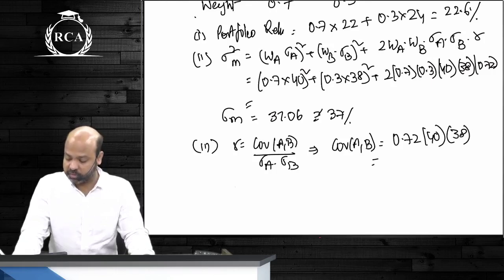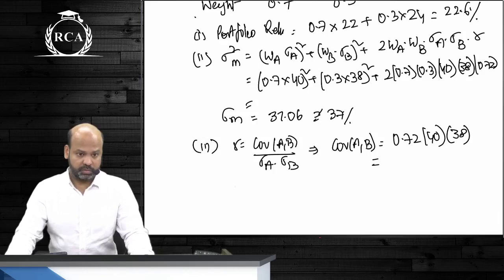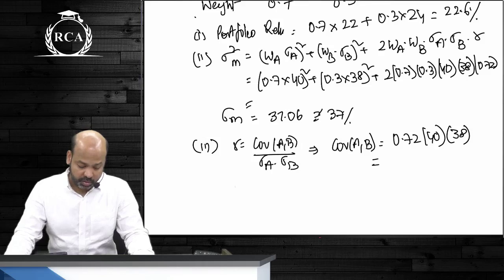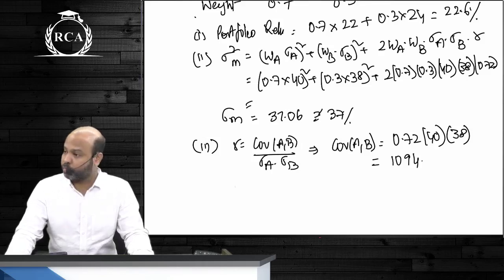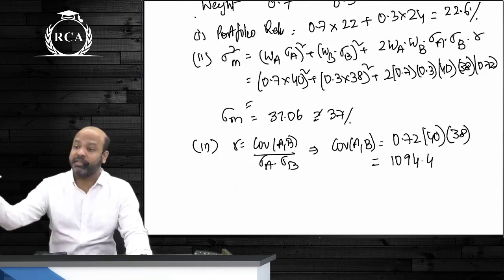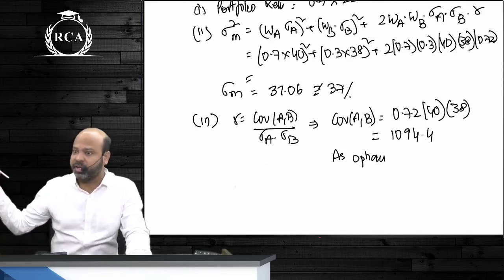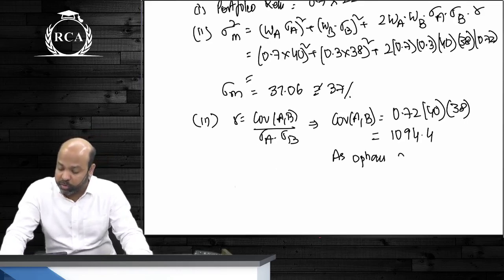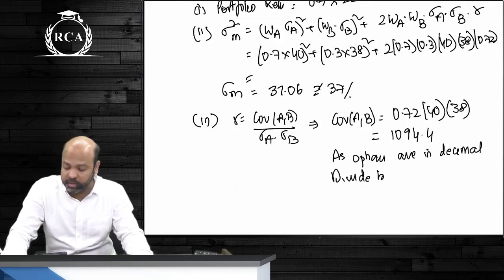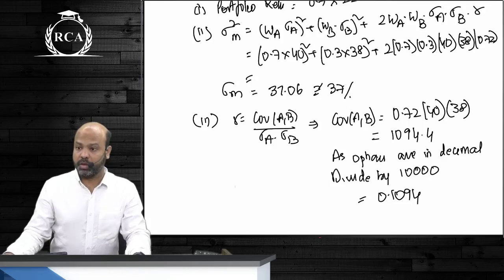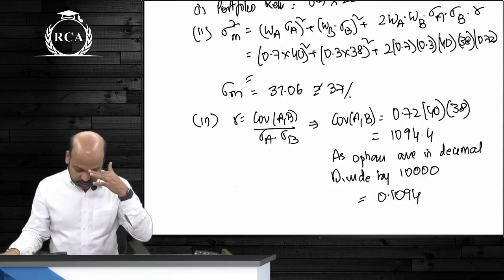What is the answer? You need 0.72 into 40 into 38. Now please listen, guys, because the options are in decimal points, divide by 10,000. Because covariance is square, this is percentage square. As options are in decimal points, divide by 100 or 10,000? Divide by 10,000. So the answer will become 0.1094. Covariance is 1094, beta, the answer will become 0.1094.